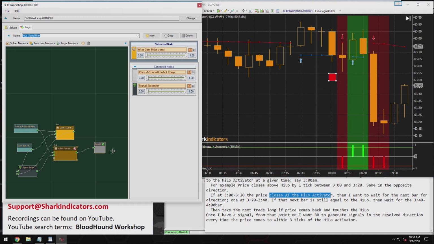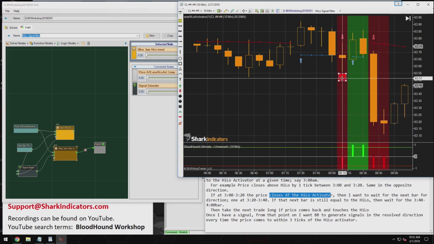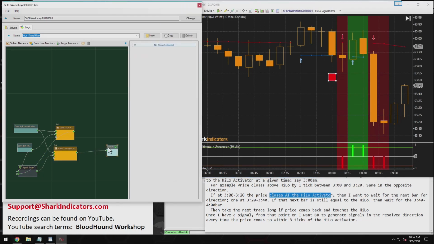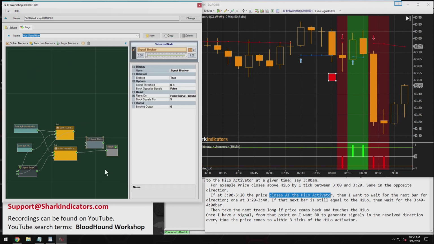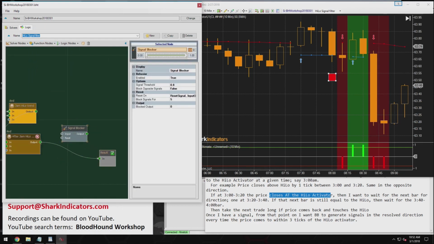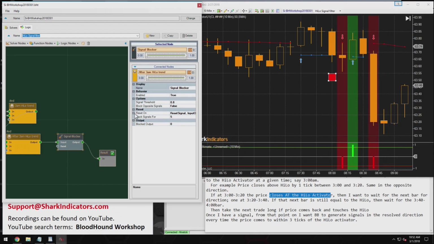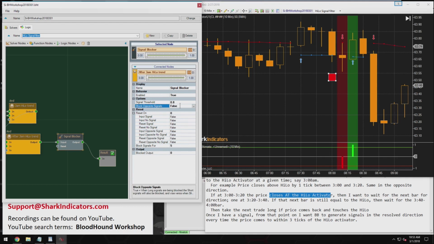Although, again, once we get the first signal, then we need to turn the rest off here. So yes, we will need a signal blocker. Yeah, we'll need a signal blocker here, like so. So we're going to use the signal blocker. All right, so I turned all the resets off on the signal blocker. And let's see, block opposite signals. Yeah, I'm going to set block opposite signals, right?